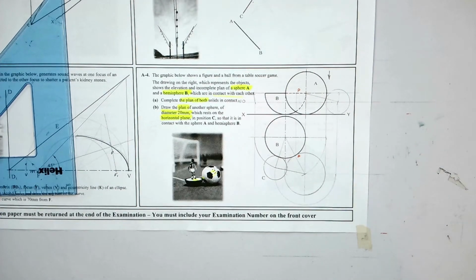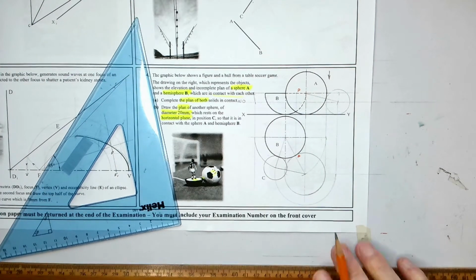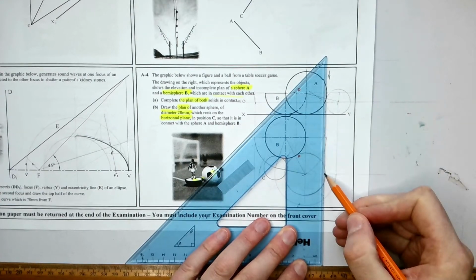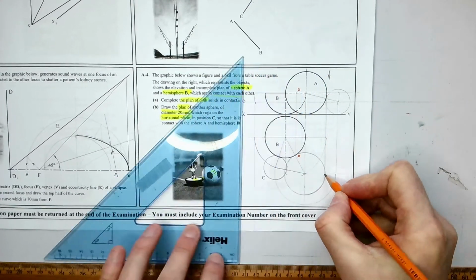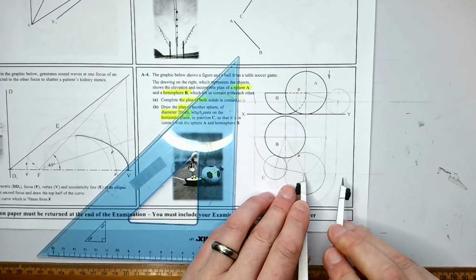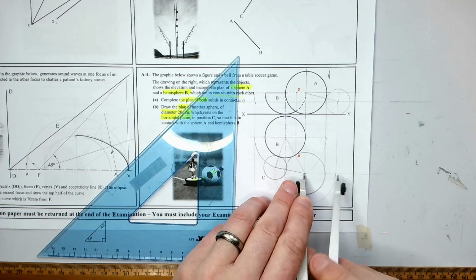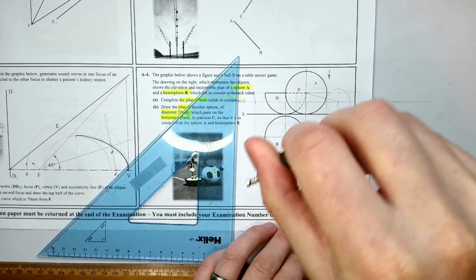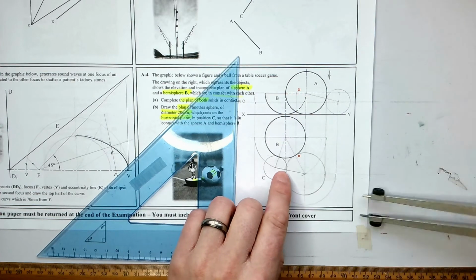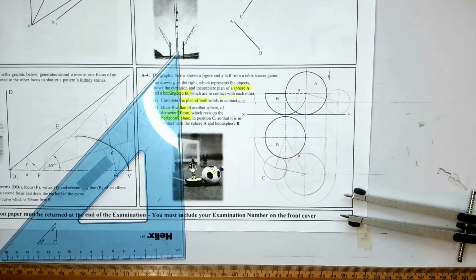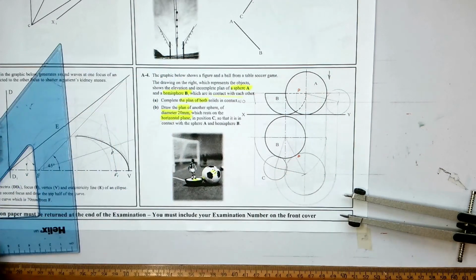I'm going to bring that around. Point of contact, brought down when both spheres are side by side. I'm just going to rotate that point around. And we would do the same thing with B. And that is 2014 A4 complete.